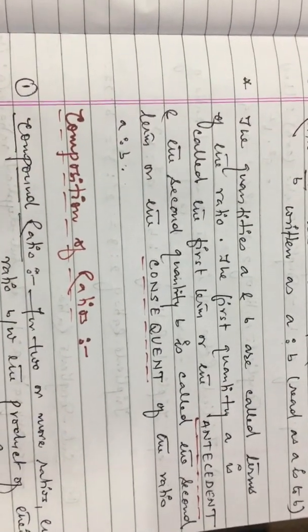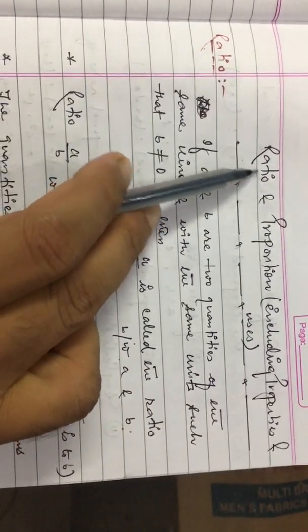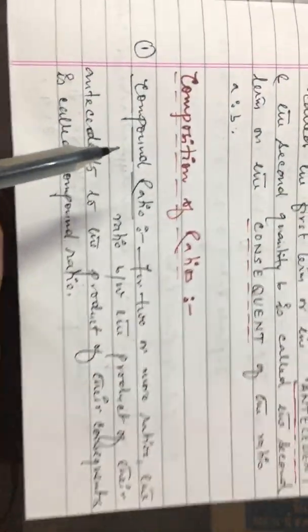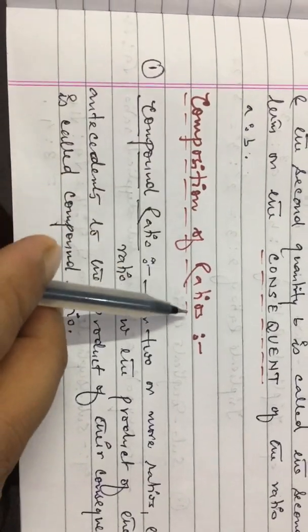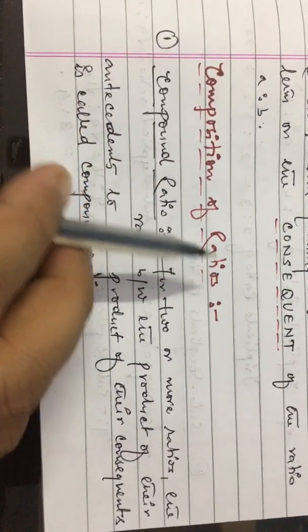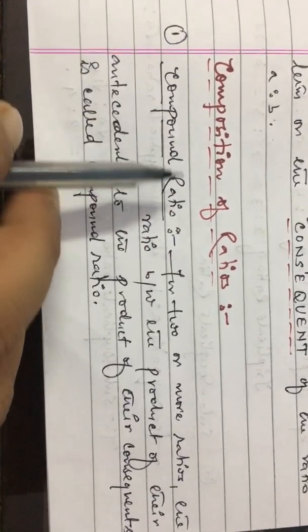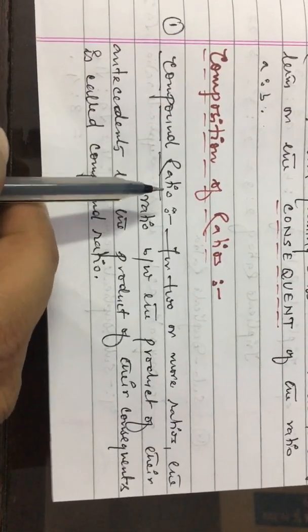Now see, in the beginning I already told you, we have to study its properties. The properties, or you can say the composition of ratios. In your book it is mentioned as the composition of ratios. So the first one is compound ratio. Let us understand the meaning of compound ratio.